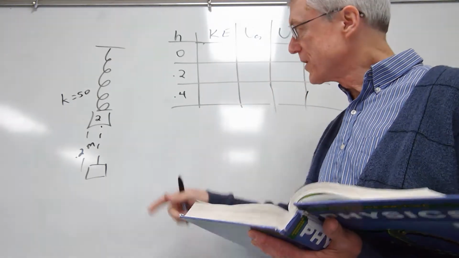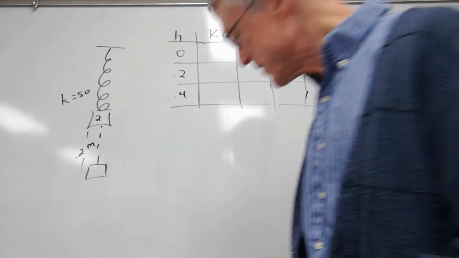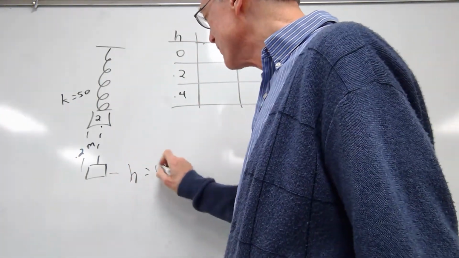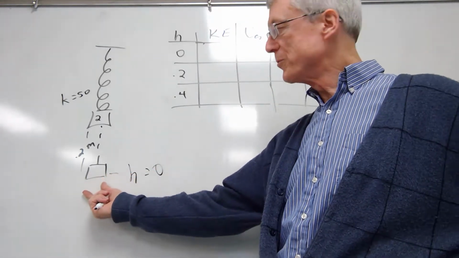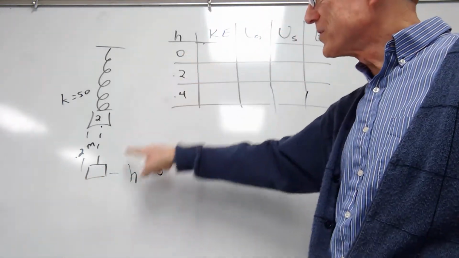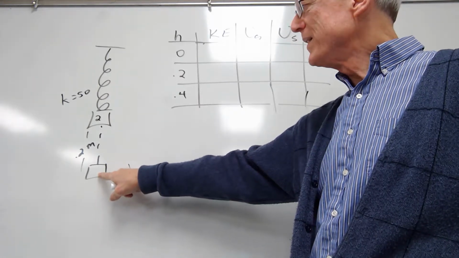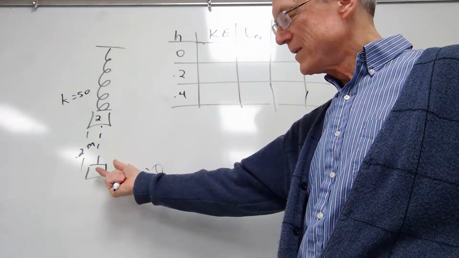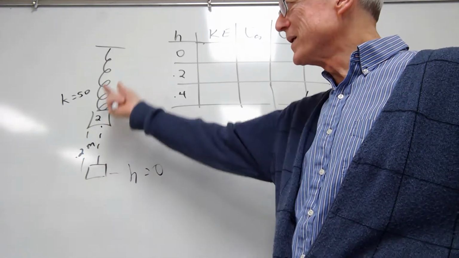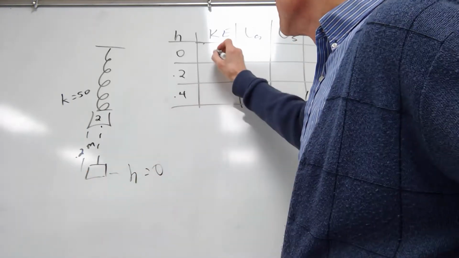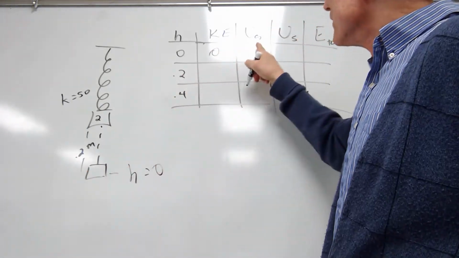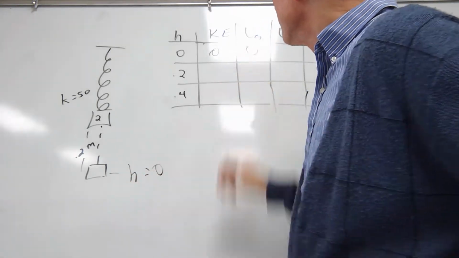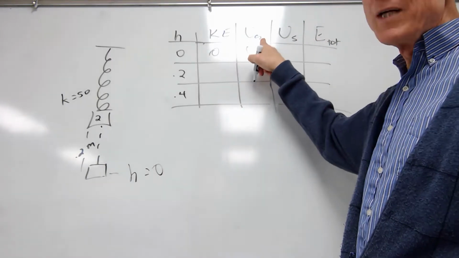All right, so we need to fill out this chart. And what we know is that when it's down here, that's considered H equals 0. The block's never going to get any lower than that. So when it says 0 up here, it's talking about this position. Now that position is not moving at all. It's in the process of starting to speed up, going up, but right now its velocity is 0, so KE is 0 at that place. UG is mgh. H is 0, so that's 0 as well. That's the potential energy due to gravity.